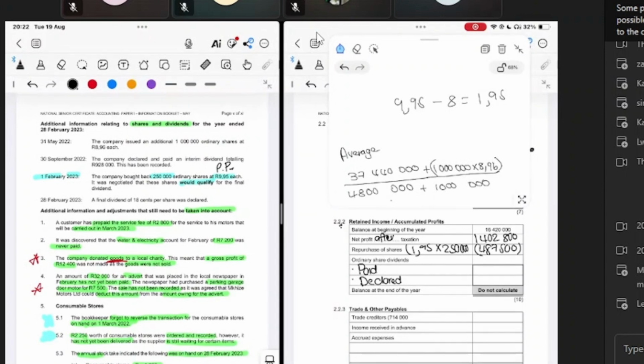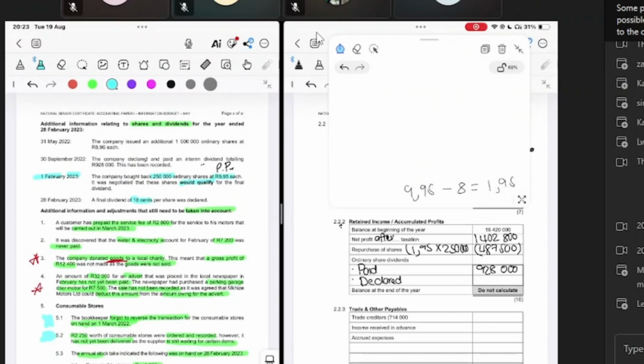Ordinary shares we have paid and declared. And then they told us that the interim dividend declared and paid totaled 928,000. So we just put the 928,000. Then they said a final dividend of 18 cents per share was declared. And they said that the buyback shares qualify, meaning we have all the shares at the beginning of the year, which is 4.8 million, plus the million shares that were issued, which is equal to 5.8 million.